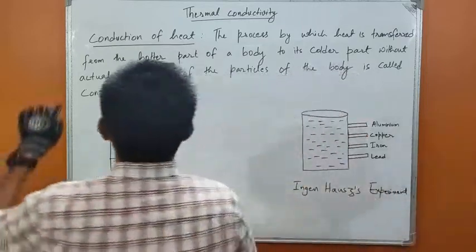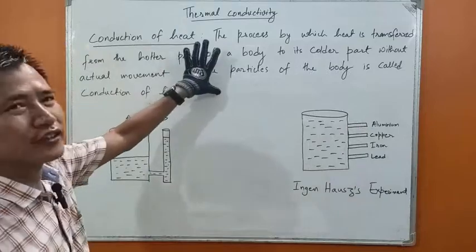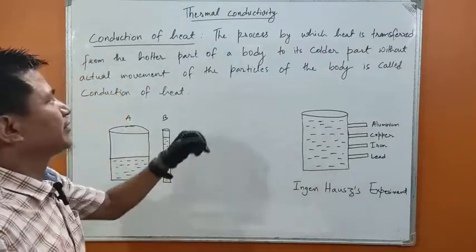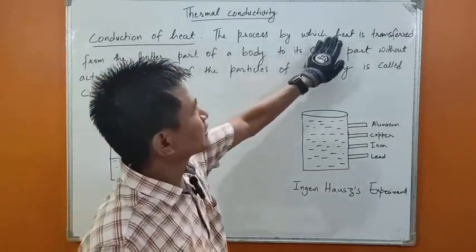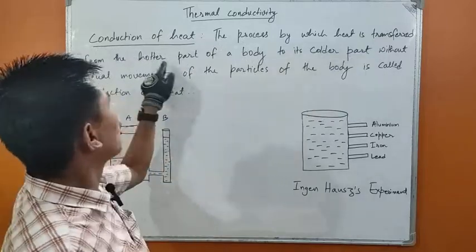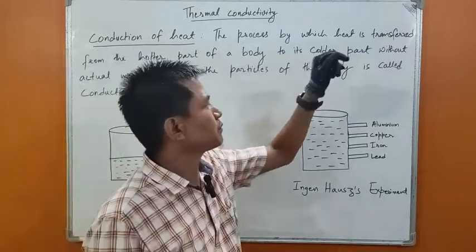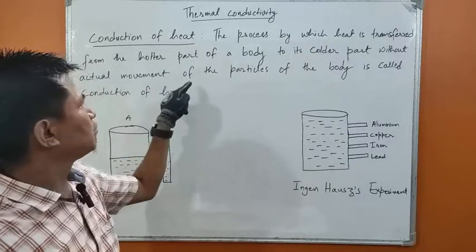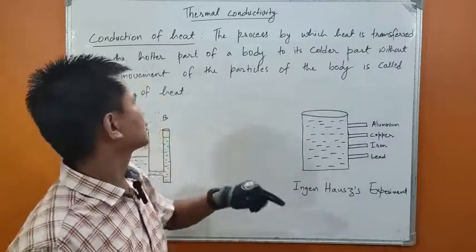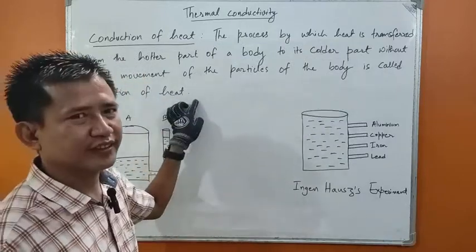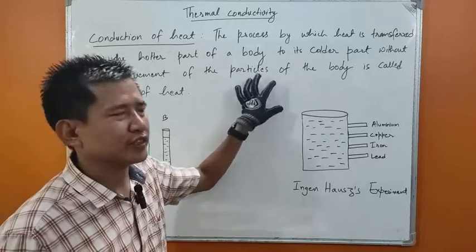Conduction of heat. Let's read out the definition first and then we will understand. The process by which heat is transferred from the hotter part of a body to its colder part without actual movement of the particles of the body is called conduction of heat. This is the definition of conduction of heat.